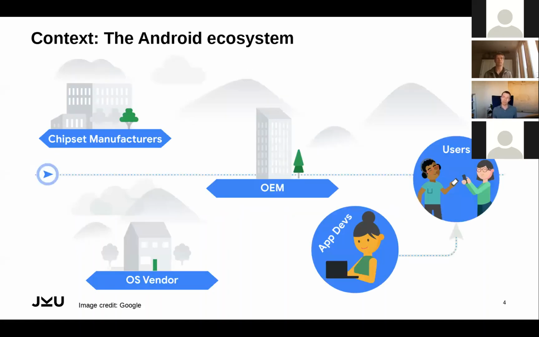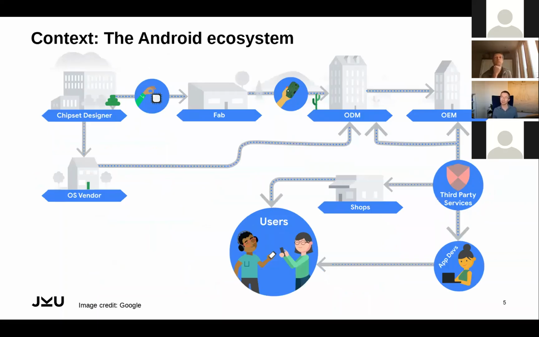If we look at how a device comes to life, then we have different stakeholders, which also is part of the complexity of the ecosystem. We have the chipset manufacturers, we have OEMs, the original equipment manufacturers that assemble multiple chips to actually make devices. And those devices are used by actual end users who, that is the definition of a smartphone, install third-party apps by app developers. And somewhere to the side of that picture, we have the operating system vendor.